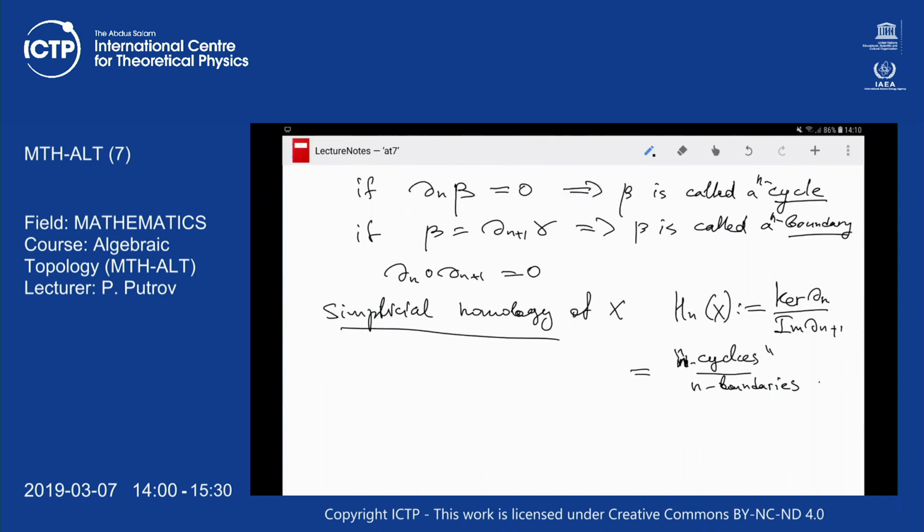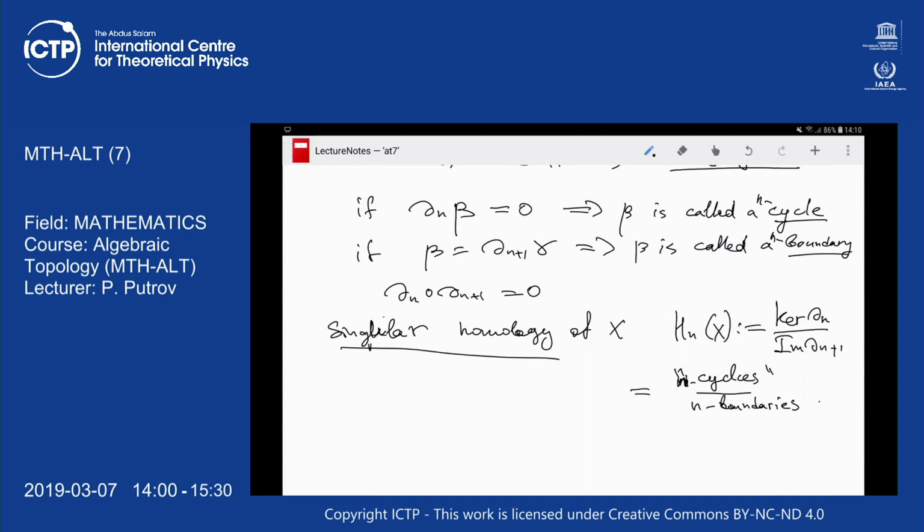But in this case, isn't it the singular homology? Oh, sorry, yes. What I meant is that the proof is the same as for simplicial.